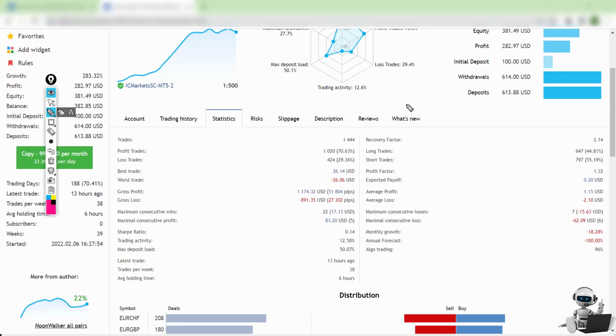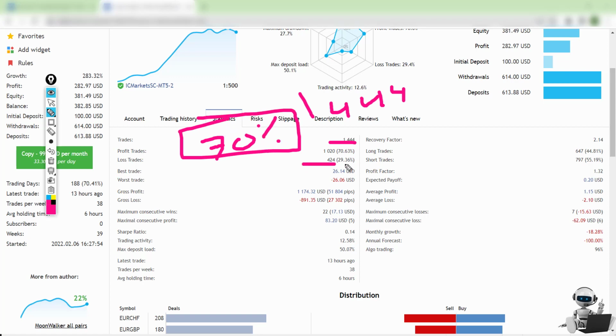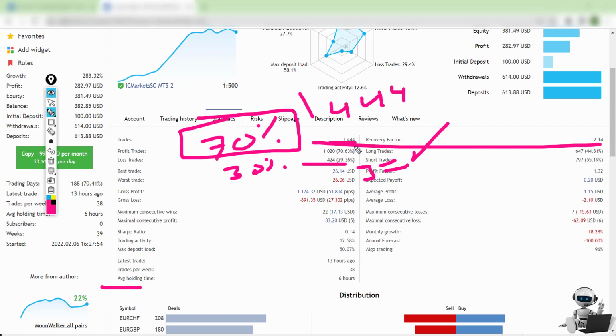And the statistics are quite amazing. From 1444 trades, the win rate is 70%. That is true, the accuracy is high for this EA, and the loss rate is only 30%, which is absolutely amazing. The risk to reward ratio is equal, that is also amazing. So this EA has a lot of advantages. Probably the only thing I have some issue with is the average holding time and recovery factor. Otherwise the EA is really impressive.